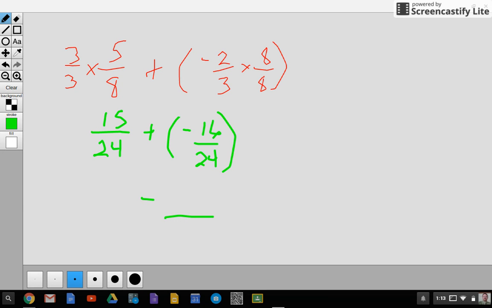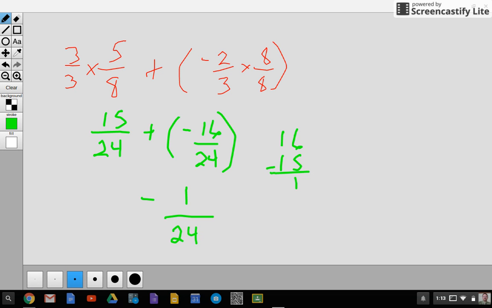So 24 minus 24, you don't actually do that. You keep that the same. Remember, in adding and subtracting fractions, once you get a common denominator, you do not subtract or add the denominator. And so then I would do 16 minus 15, and I get 1. So my answer is negative 1 24th.